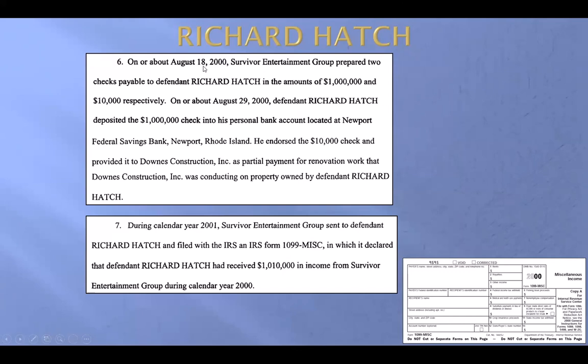After the finale, they prepare two checks. They give him the two checks, the million and the 10,000. He endorses the one check and he deposits the other check. Hatch has received 1 million and 10,000. Early in 2001, the company sends him a 1099 MISC, which looks something like this. And anybody want to tell me just what is on that 1099 MISC? The money he got from Survivor, all of it. It has the details of the money. It has his name, social security number, address. It's a full record of the fact that he got a million and 10,000.